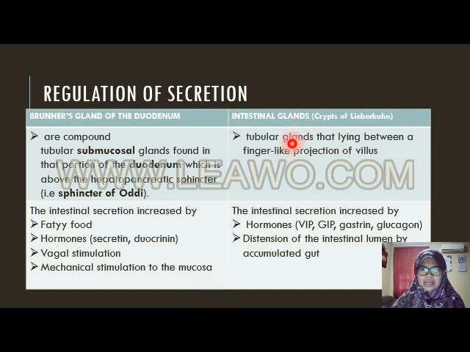And the intestinal glands, which are the crypts of Lieberkühn, refer to the tubular glands that lie in between the finger-like projections of the villi. So between the villi there are intestinal glands. And the aqueous secretion of intestinal glands is increased by the presence of hormones such as VIP, GIP, gastrin, and also glucagon, and distension of the intestinal lumen by accumulated gut content, meaning that the presence of food will cause distension of the intestinal lumen, giving a signal of the presence of food in the small intestine. Therefore, the crypts of Lieberkühn will secrete the aqueous solution.